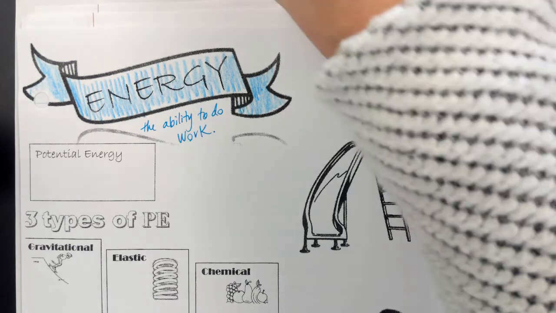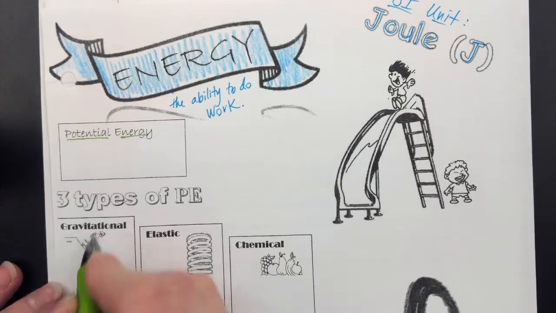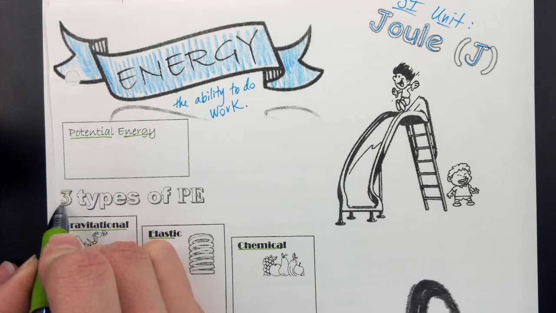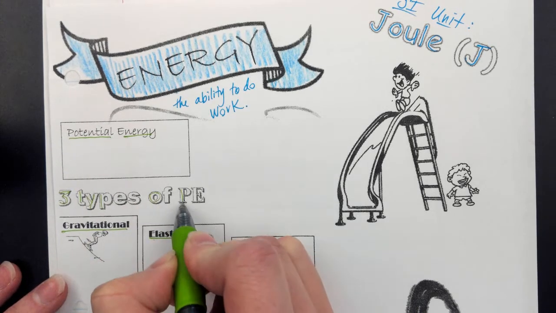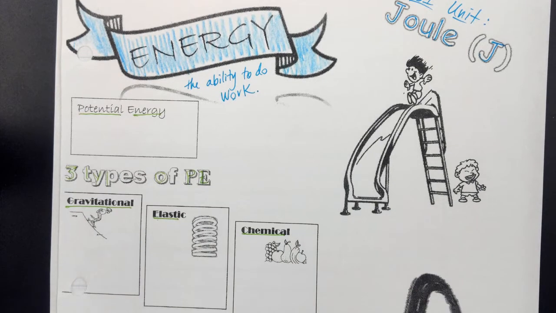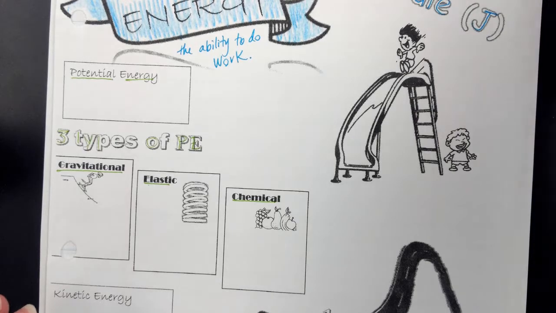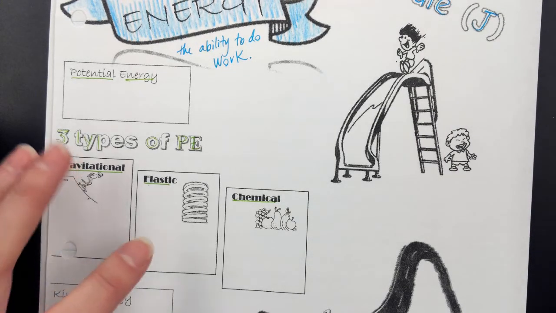Now I used green for everything with potential energy. So if you want to color code, you can, or you can go back and do that later. I'm just letting you know I did green. I'm going to write in black. You can write in green or whatever.